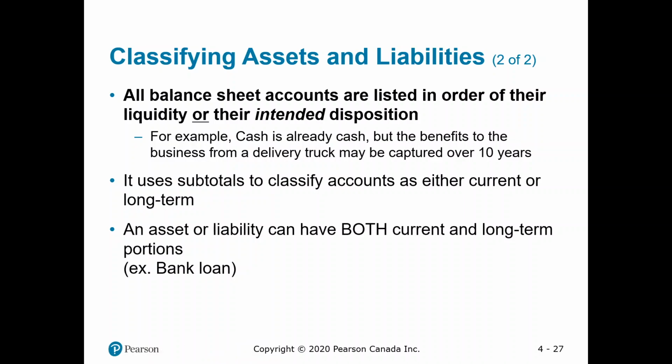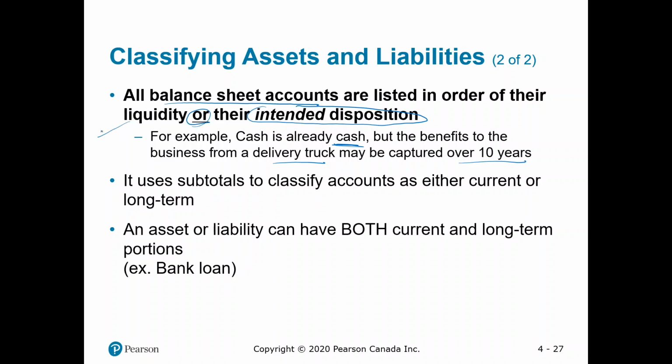So as I said, on the balance sheet and in preparing a trial balance, accounts are listed in their order of liquidity or their intended use. So cash is already cash. It would come first. But the benefits of a company owning a delivery truck, they might have those benefits for 10 years. So this has a lower liquidity, or it's less liquid, and we would show this in the long-term section.